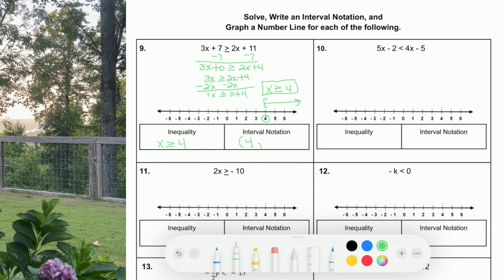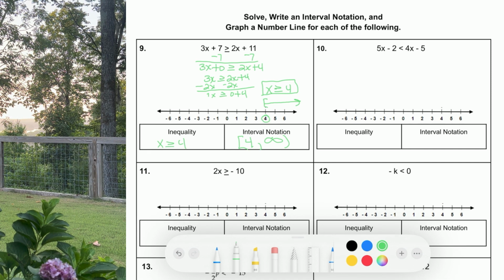So the way I would write my interval notation is parentheses 4, comma, positive infinity, parentheses. Actually, my 4 should be a bracket, so let me fix that, because it said it was included. Hopefully you caught that. All right, so now it's correct.